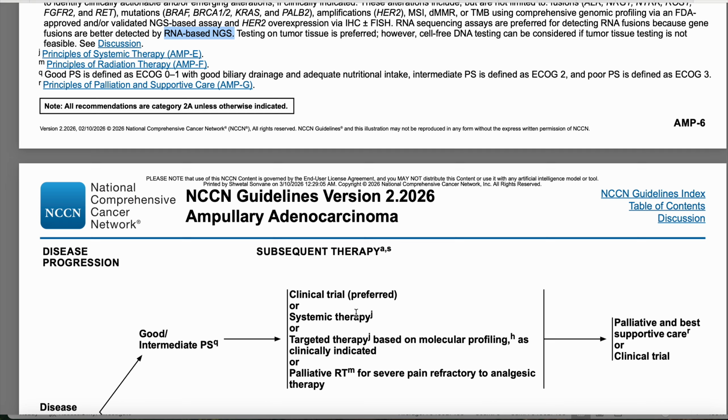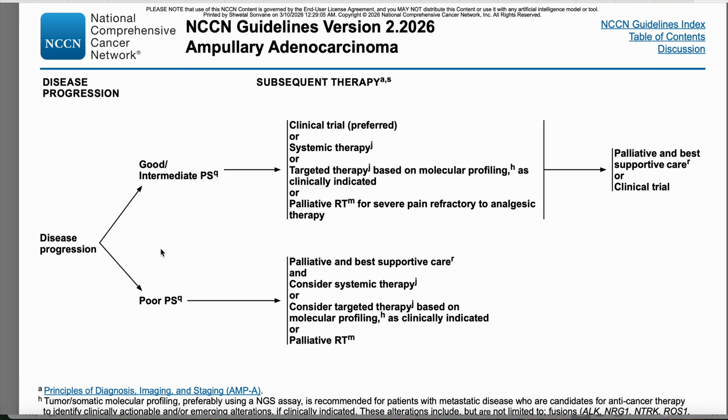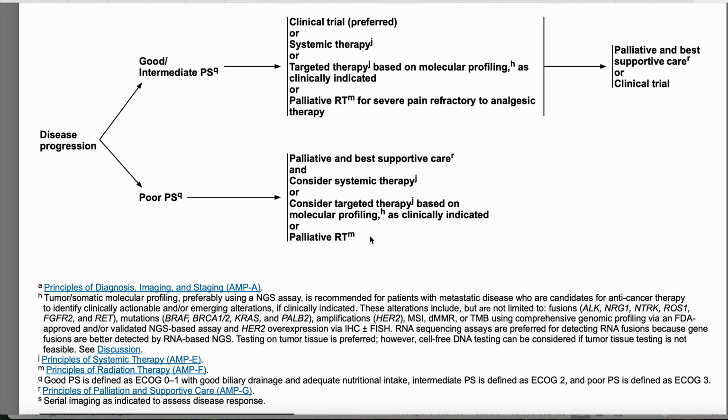So with all this treatment, if the disease is progressing and the performance status is good, we can keep the patient under clinical trial or systemic therapy, targeted therapy based on molecular profiling as indicated, or palliative therapy for severe pain refractory to analgesic therapy. Palliative and best supportive care or clinical trial. And in case of poor PS, we can keep the patient under palliation, best supportive care, or we can give systemic therapy or targeted therapy based on molecular profiling as clinically indicated, or palliative radiotherapy.